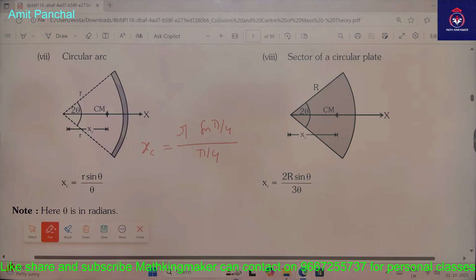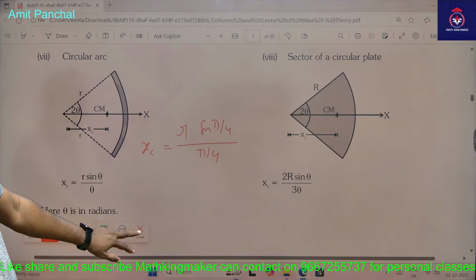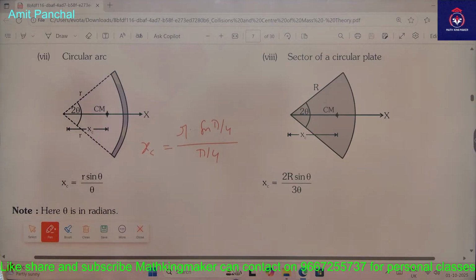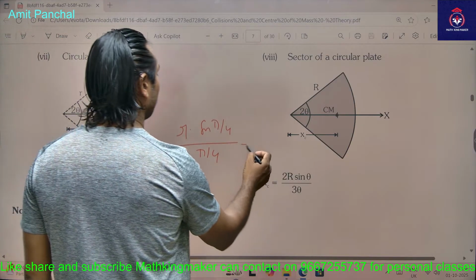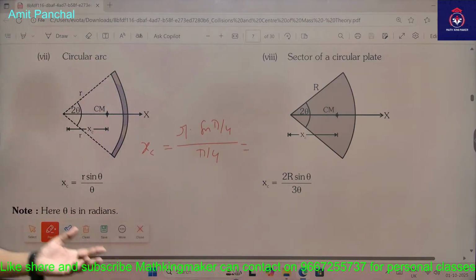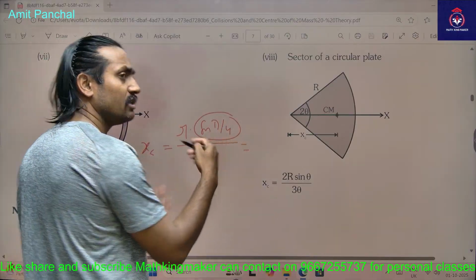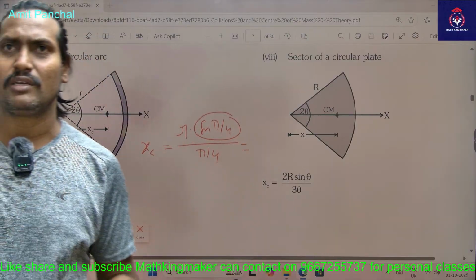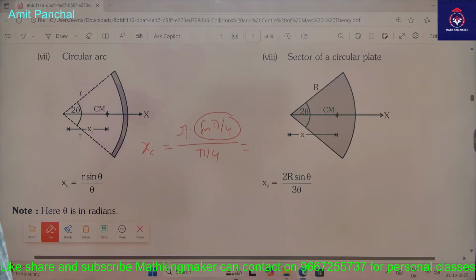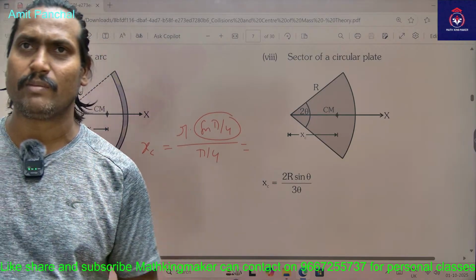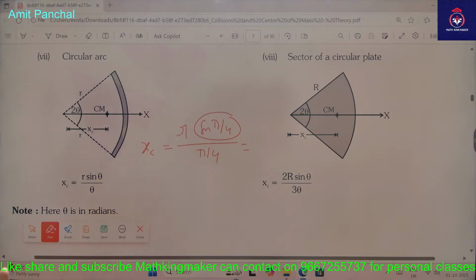But you need to convert pi by 4 into degrees first, right? No, why do you need to convert it into degrees? Sine pi by 4 is sine 45. Either way there is no issue. If it is written in radians or in degrees, the answer will not change. Sine pi by 4 or sine 45, the answer will be the same.